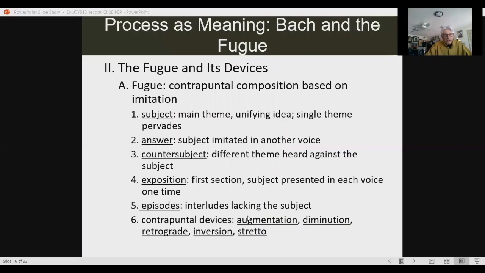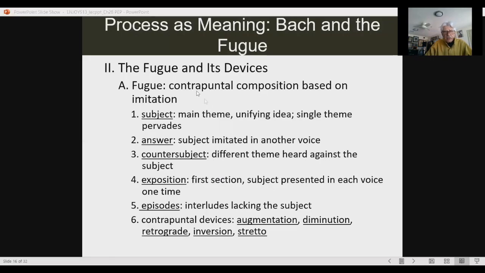So the fugue and its devices. Again, we say it's contrapuntal and it's polyphonic. So you have the different musical lines. You start with a subject, which is stated, and then the subject is stated again by another voice. So the first voice enters and states the subject. Then there's an answer, which is a response. And so this goes on at the same time. Actually, this is called the exposition of the fugue, where the subject and the answer are presented.